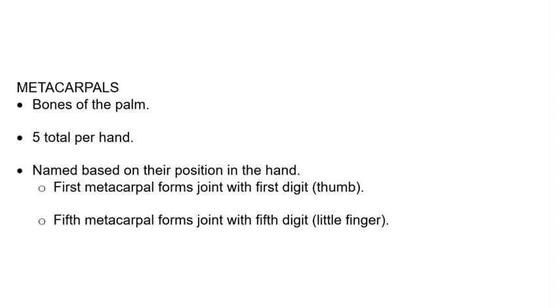The metacarpals are the bones of the palm, and there are 5 total per hand. These bones are named based on their position in the hand. For instance, the first metacarpal forms the joint with the phalanges of the first digit, which is the thumb, while the 5th metacarpal forms a joint with the phalanges of the 5th digit, or the little finger.